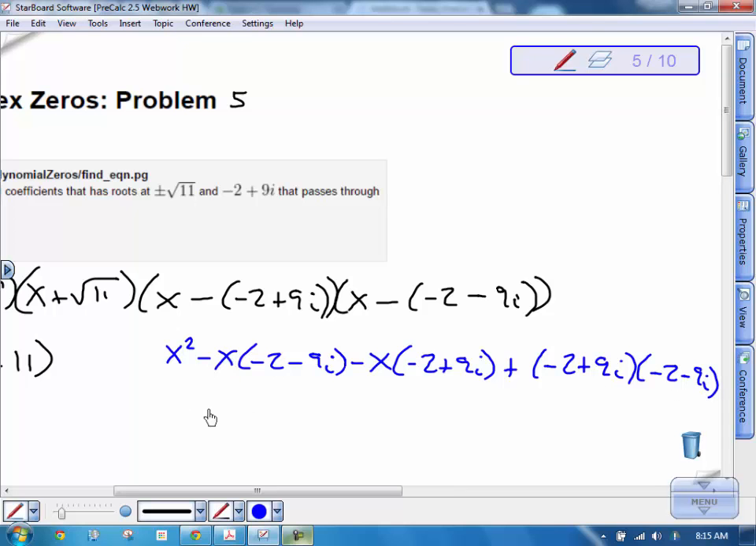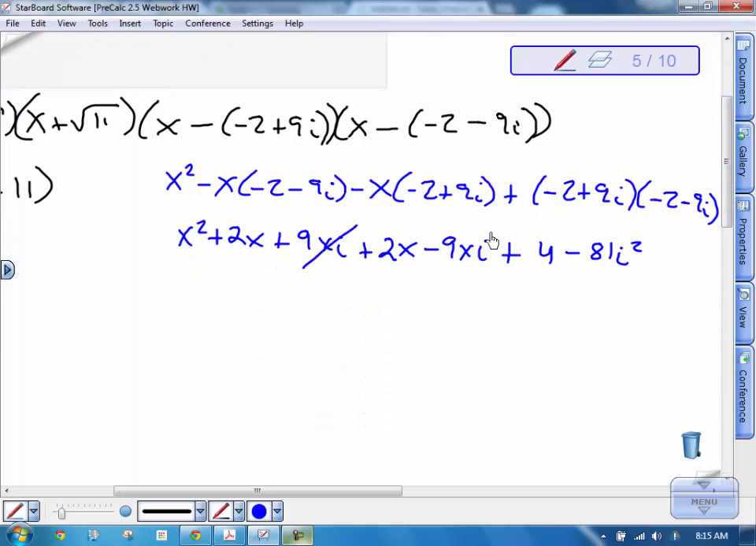All right, let's simplify. So it'll be x squared plus 2x plus 9xi plus 2x minus 9xi plus 4, middle terms cancel, minus 81i squared. I can simplify this some more. This cancels with this, so I have x squared plus 4x. This is a negative 1, so it'll be 81 plus 4, which is 85.